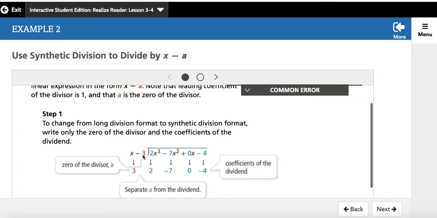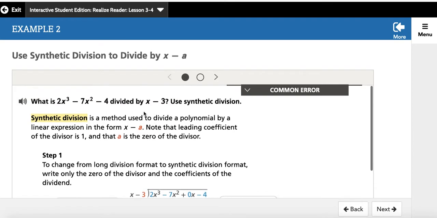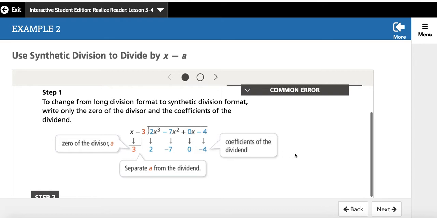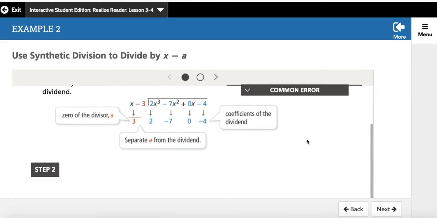Notice it's x minus 3, so we're going to have that 3 here in this position. They're going to show it better in a little bit, but because it's x minus 3, that 3 goes here, and then we just take the coefficients. We have 2 and negative 7 and 0 and negative 4. It was 0 because there was no x term, if you recall. Those numbers are the only numbers you need when you do synthetic division, just those coefficients.